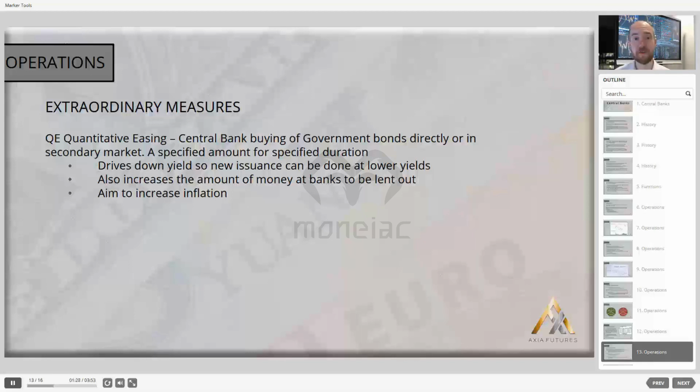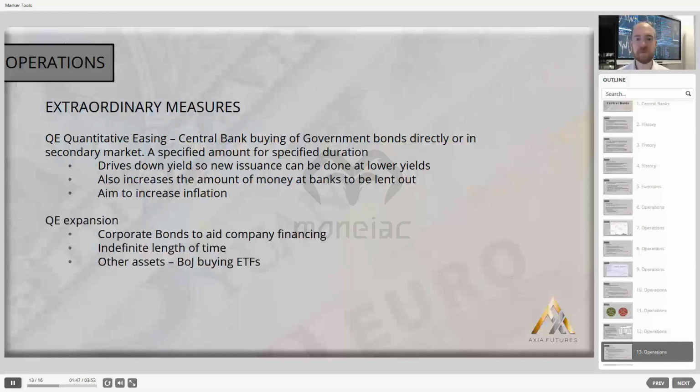Effectively, it's a repurchase operation, just without the second phase of it, where those bonds are then sold back to the bank. What the aim is, increase the amount of money in the economy. This, in theory, should then increase inflation and inflate the country out of this depressive stage that it's in. Next up comes QE expansion. Now, this can be done in various ways. The obvious way is you just increase the amount of bonds you're buying. Usually it is a specified amount, say a certain amount per month for a certain duration of time.